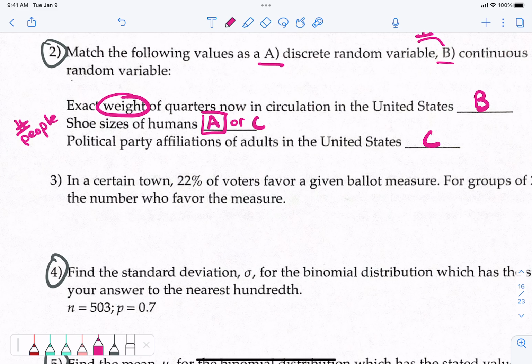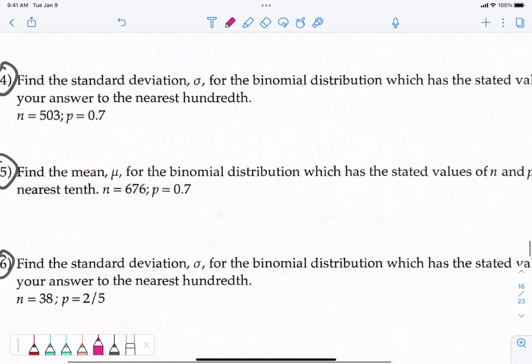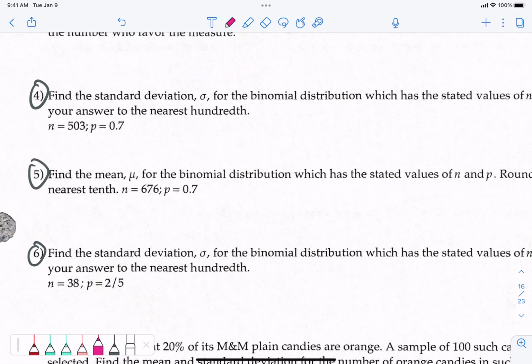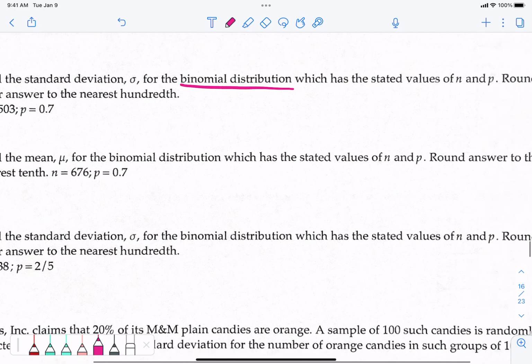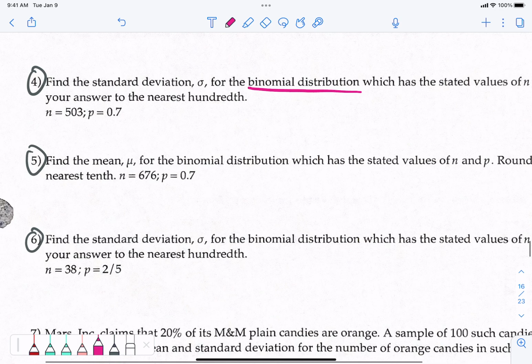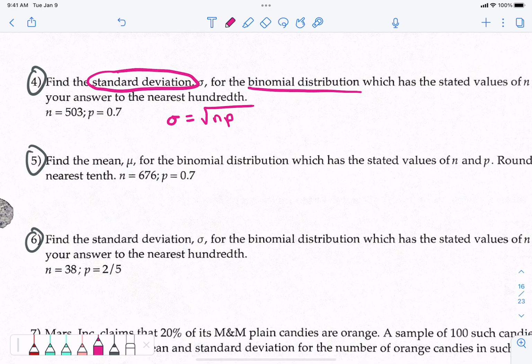All right, let's skip down to number 4, because you guys said you had tried number 4 for the binomial distribution. If you're looking on your yellow sheet under binomial, which has the stated values of n and p, round your answers to the nearest hundredth. Find the standard deviation. You have a formula for it on your yellow sheet under binomial distribution, standard deviation. It's the square root of npq, right? Yeah, it's just that formula.